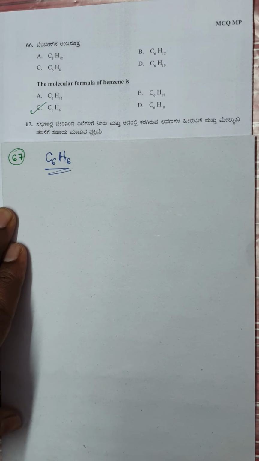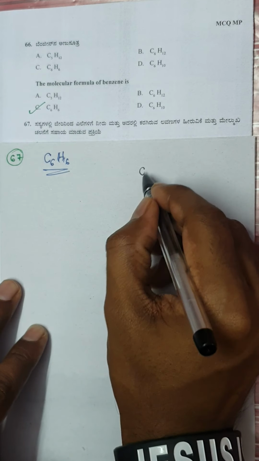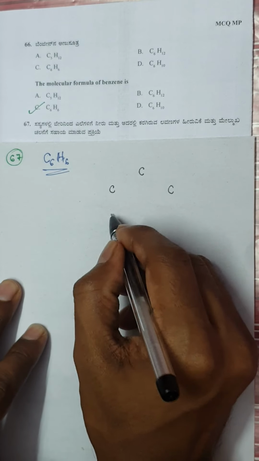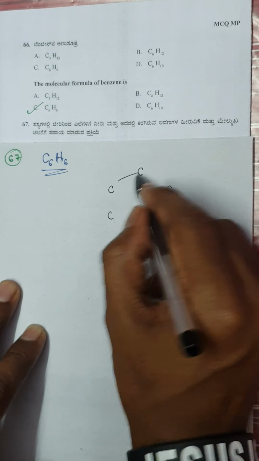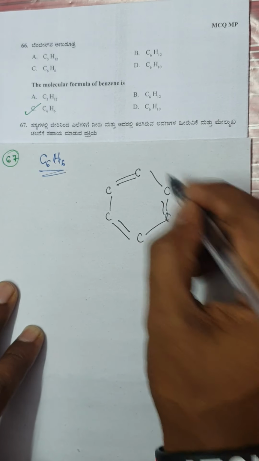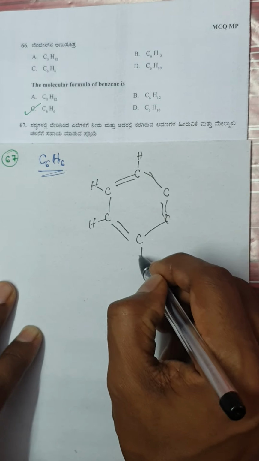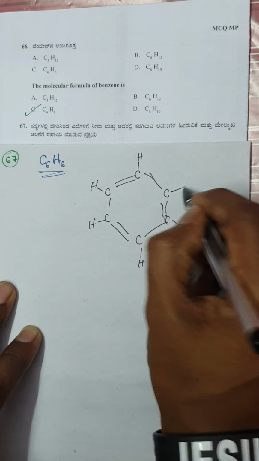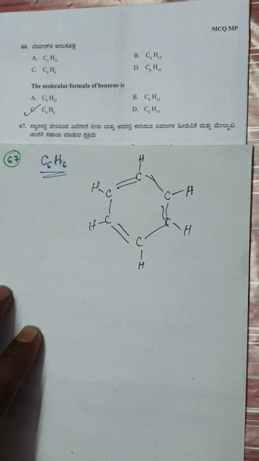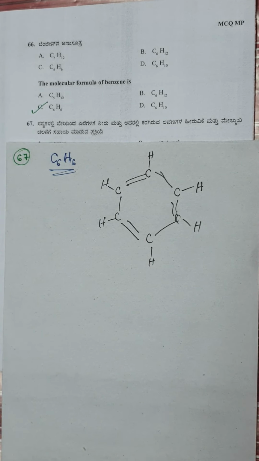Okay, in case they ask you the structural formula, you know how to write the benzene ring structure, which has 6 carbon atoms. Sorry, 1, 2, 3, 4, 5, 6. And from here you have hydrogen single bond each. Okay, so this is your structural formula of benzene. Anyhow, molecular formula they've asked you, it is C6H6, and we have found out which is the option C.